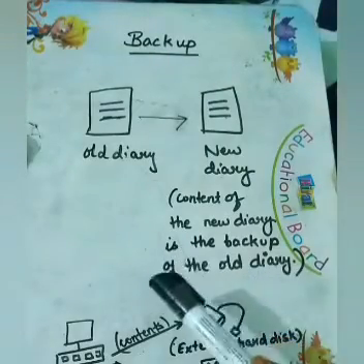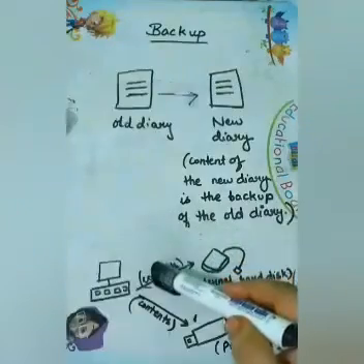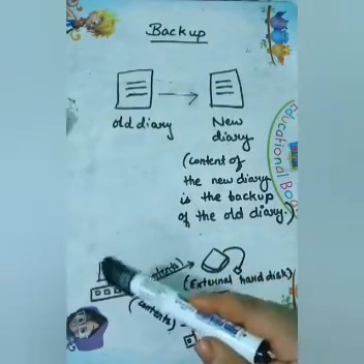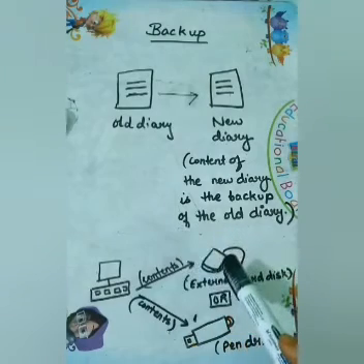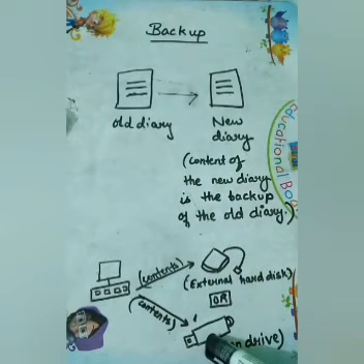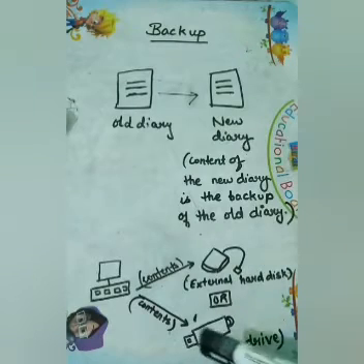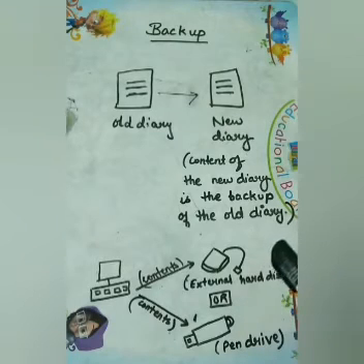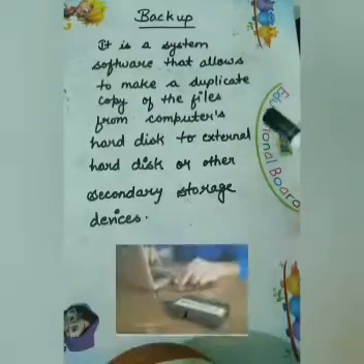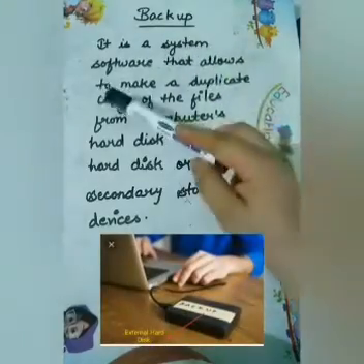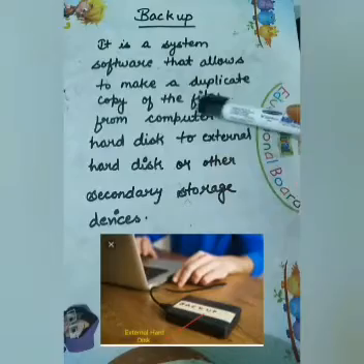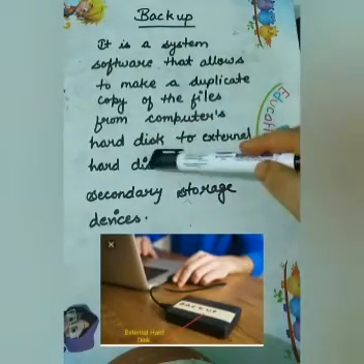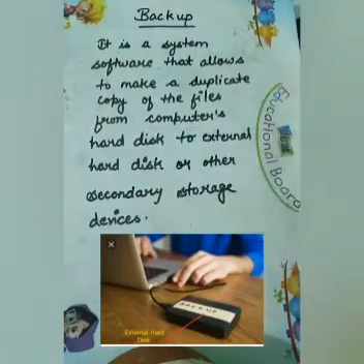The same system is followed in a computer also. The contents of a computer stored on a hard disk, when taken on an external hard disk or pen drive, is called backup. Now, backup saves copies of your files so you can get them if they are lost or damaged. You can also carry backup files along with you anywhere else and you can reuse them. So, what is backup? It is a system software that allows you to make a duplicate copy of the files from the computer's hard disk to an external hard disk or other secondary storage devices.